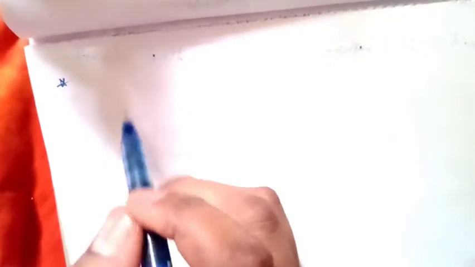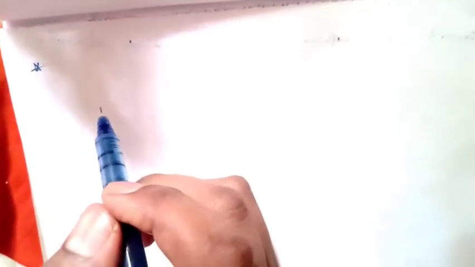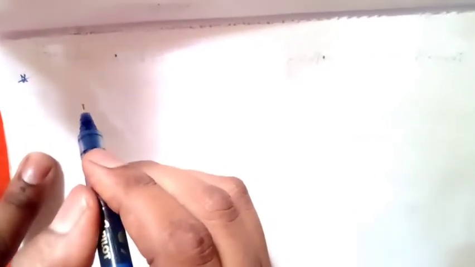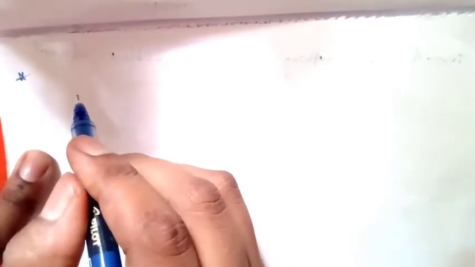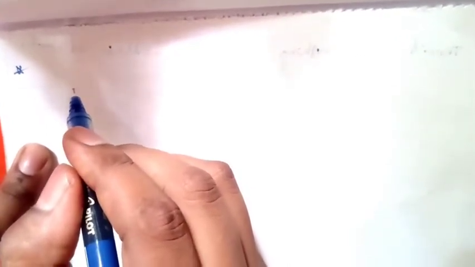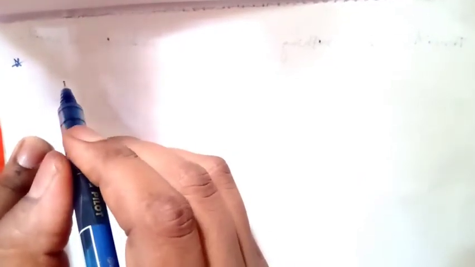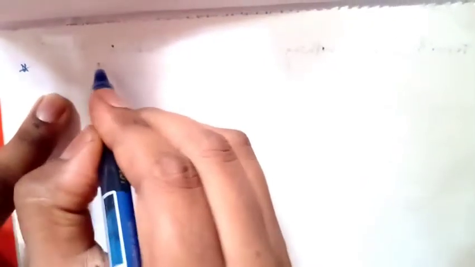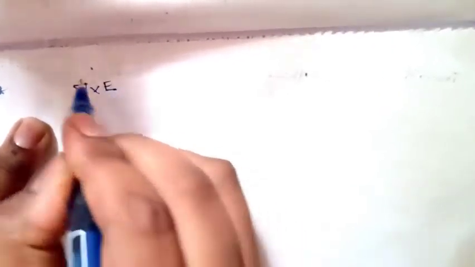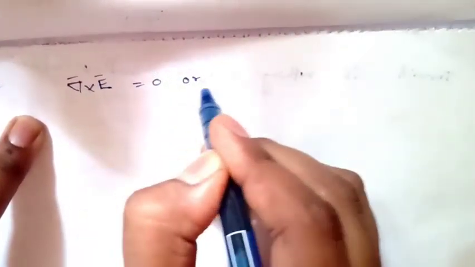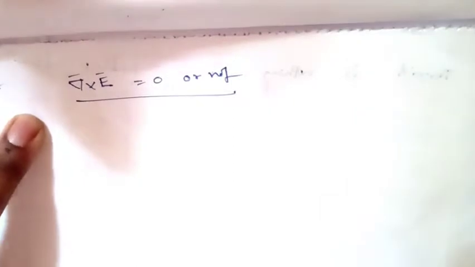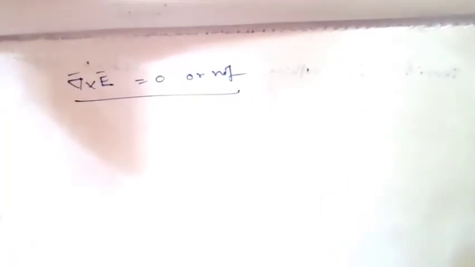Another question: is the magnetic field conservative or not? Recall your previous knowledge. When you learned electrostatics, all of you know electric field is a conservative field. To check whether it is conservative or not, we use this relation, curl equal to 0 or not. If curl equal to 0, it is a conservative field.